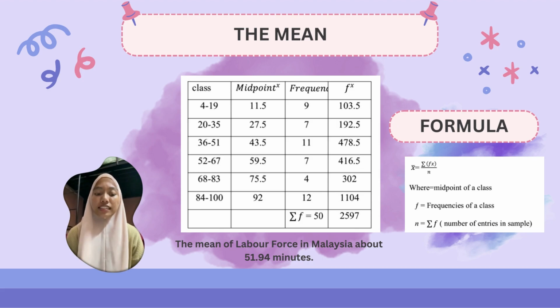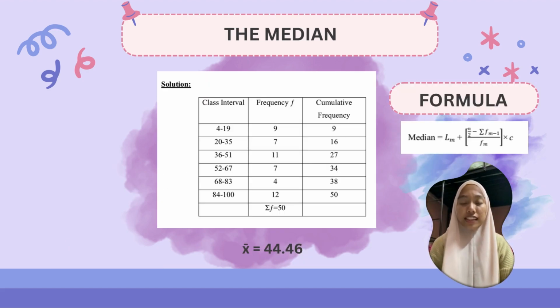This slide is the table of the mean, which shows the class, the midpoint, the frequency, and fx. To get fx, frequency multiplied by midpoint, and this is the formula of the mean. Okay, let's move to the next slide.